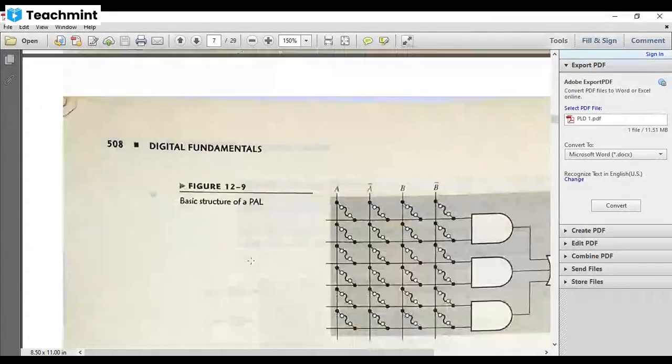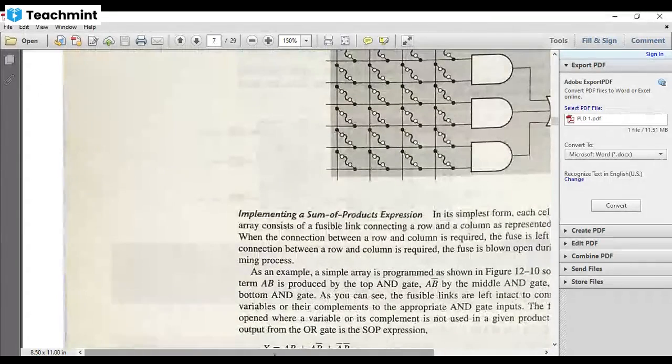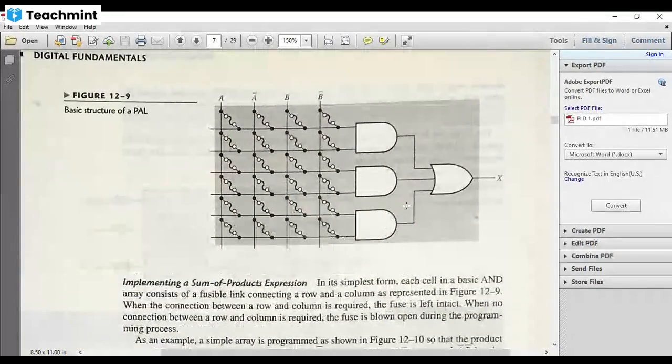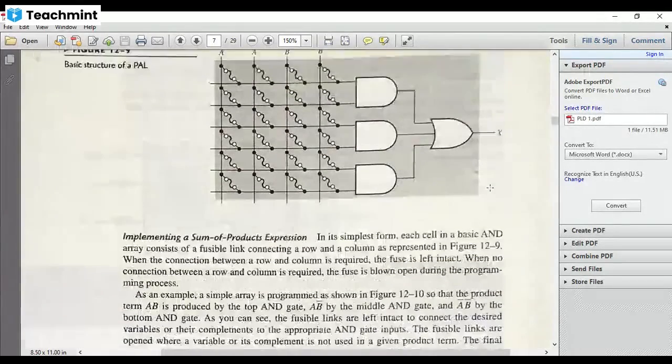We can see it in this diagram. When we see this diagram, what we get is that the output side is a fixed OR array, while the input side is the programmable AND array. Here is a programmable AND array. This is the basic structure of the PAL.